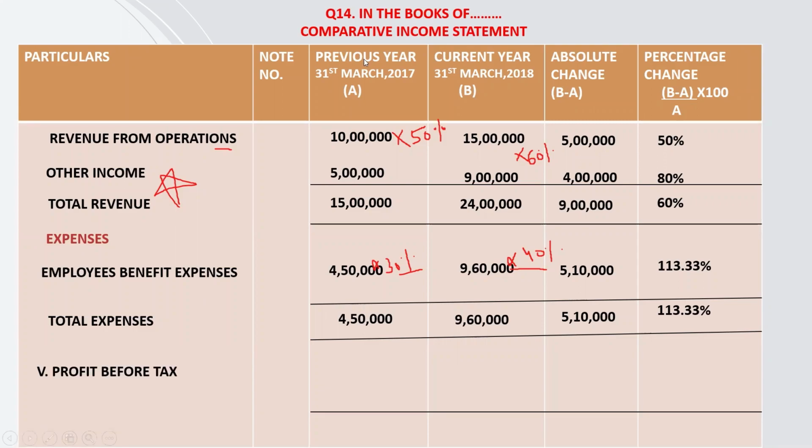Now, profit before tax. What will be profit before tax? From this 15 lakh, we have to subtract 4,50,000 to calculate profit before tax, which stand at rupees 10,50,000.